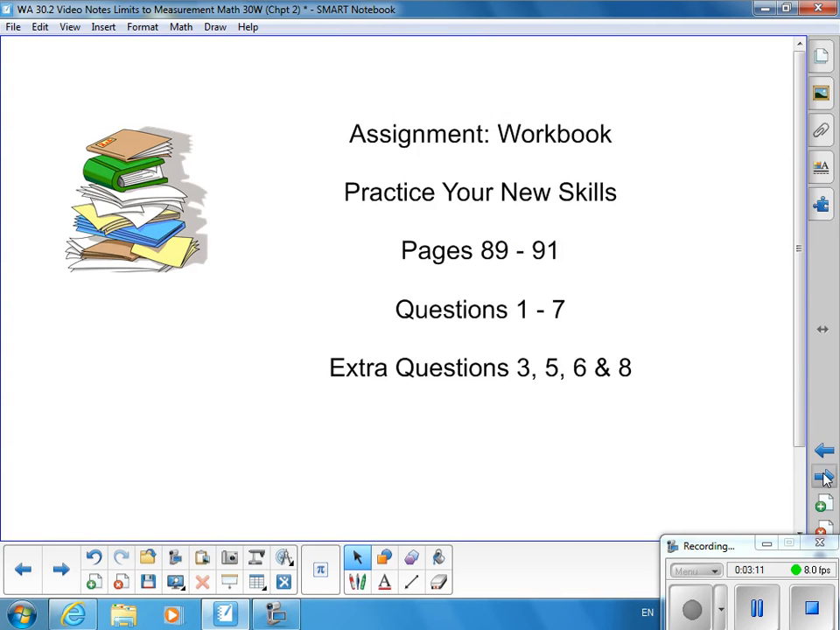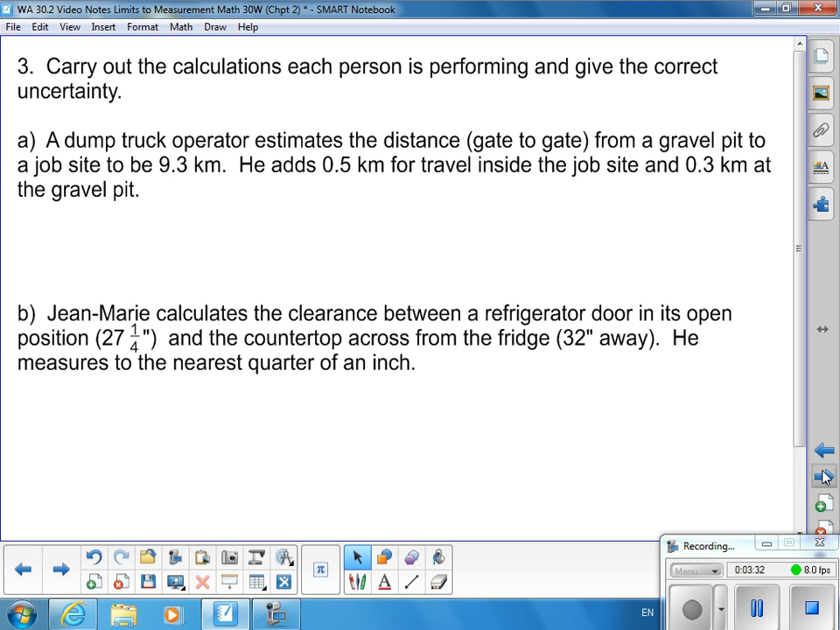Okay, you're going to practice your skills. So in your workbook, page 89 to page 91, there are 4 extra questions listed here. Those are additional questions. They're a little more challenging than the ones in the textbook. More typical questions that would be level 3 or level 4 type questions. They are attached to the file, so you would just find them here.